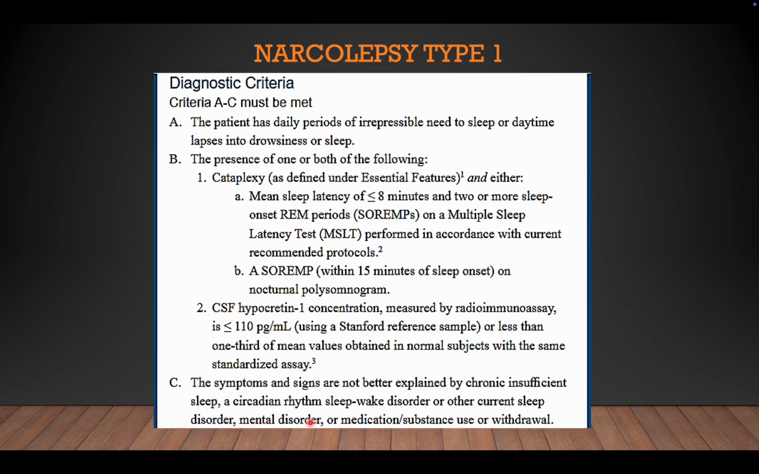So narcolepsy diagnosis by the MSLT plus the presence of cataplexy is considered to be narcolepsy type 1. And if you are doing the CSF hypocretin level, it will be less than 110 picograms per ml.